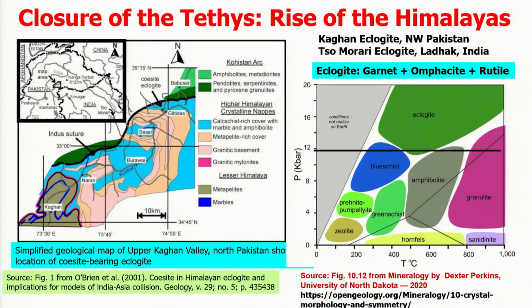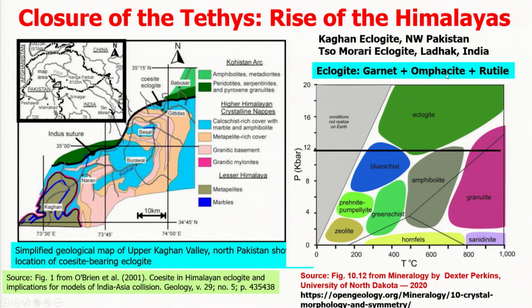Now, I give you an example of how the closure of the Tethys and the rise of the Himalayas can be studied. I am taking an example from the work carried out by Patrick O'Brien and his group, published in Geology in 2001. This is a map from the Kaghan area in northwest Pakistan, where there is a rock exposed called eclogite, which is essentially a garnet, omphacite and rutile bearing rock.